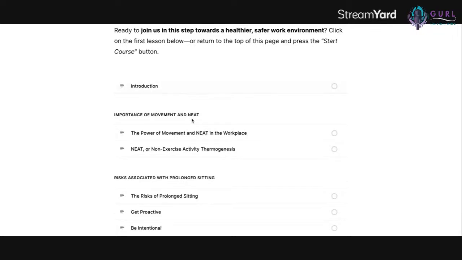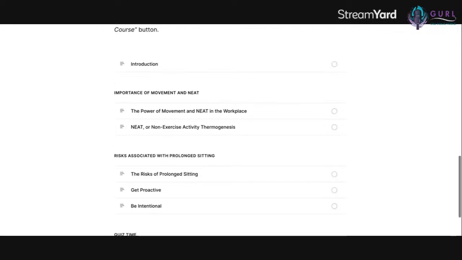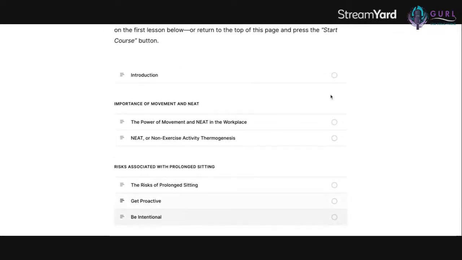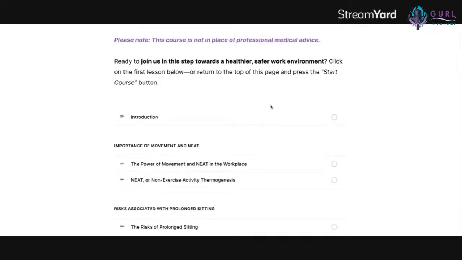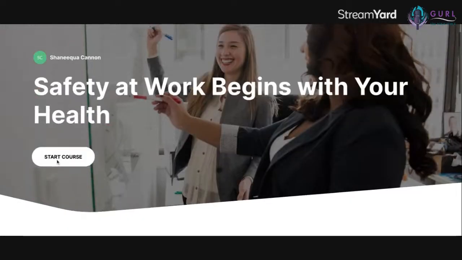However, you can't do a drop down. This is already dropped down. So you would be selecting where you're going. I can hit introduction, or I could just go ahead and hit start course. And for the sake of things, we're going to go ahead and hit start course.